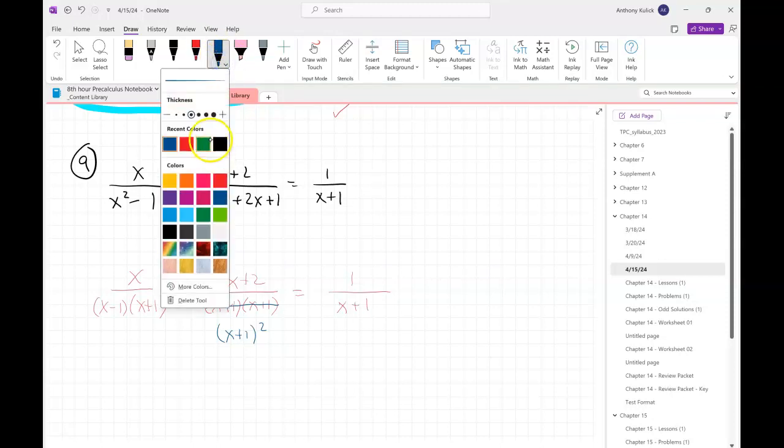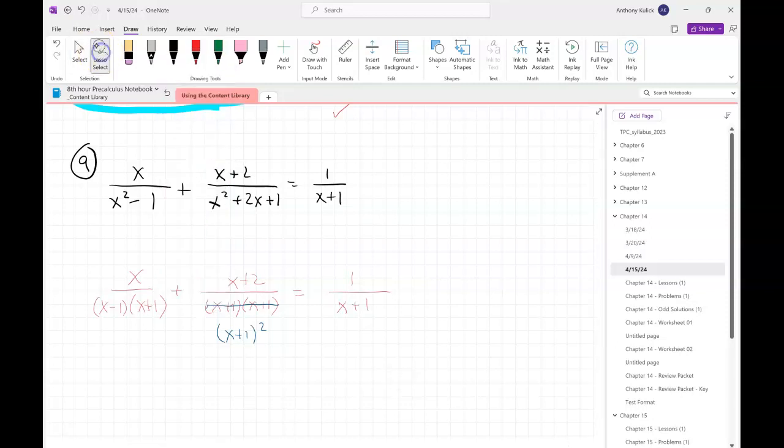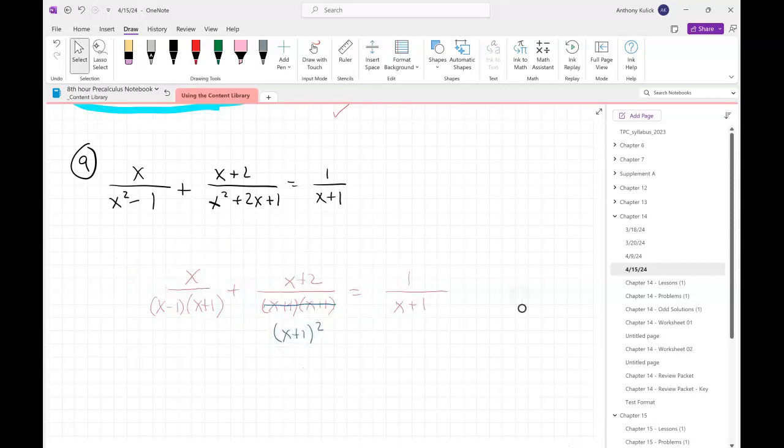So the technique that I recommend we use to solve a rational equation is called clearing fractions. To do that, we're going to multiply both sides of our equation by something so that all the denominators cancel out. That something should be the least common multiple of the denominators. So what is the least common multiple of my denominators?